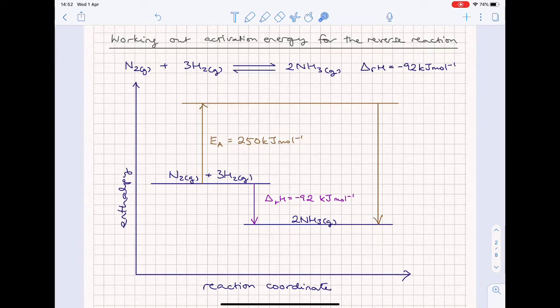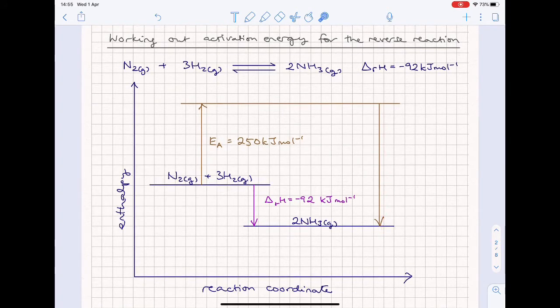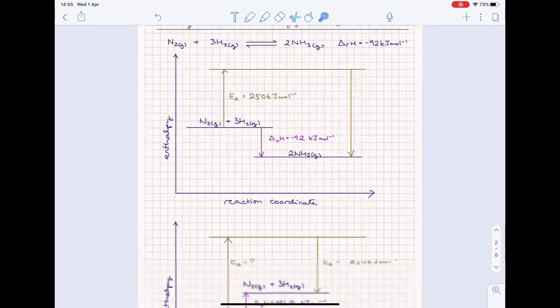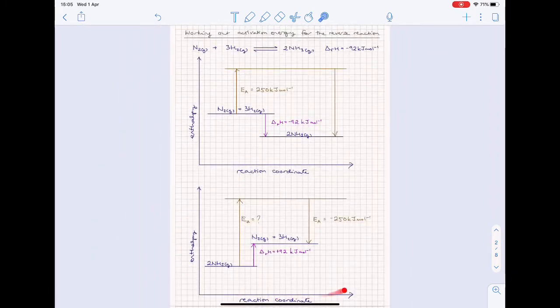Now from these two values, we can actually work out this value here. This value here is actually the activation energy for the reverse reaction, and I'll show you this on the next diagram. At the bottom here, we've got the enthalpy profile for the reverse reaction, where we've got the ammonia as the reactant and the nitrogen and hydrogen as the products. This is an endothermic process.